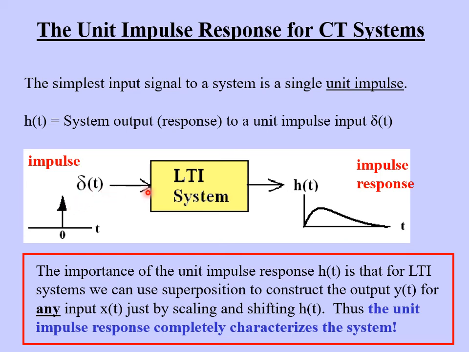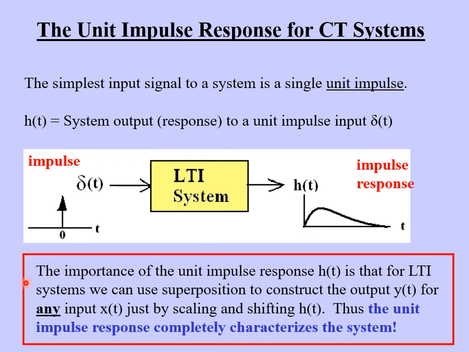If we put this impulse into our system, then the system is going to respond and produce what's called the impulse response, h of t. So we're, again, using delta for our input and h for our output. The difference now, of course, is this is continuous time. So our impulse response is going to be some continuous function of time as shown here. This is just an example of what the impulse response might look like.